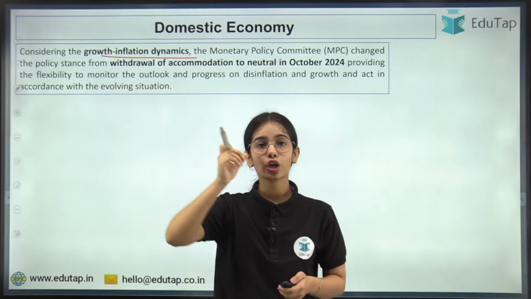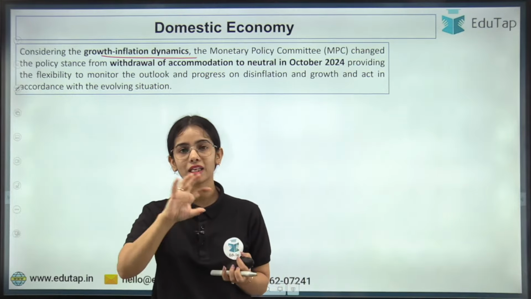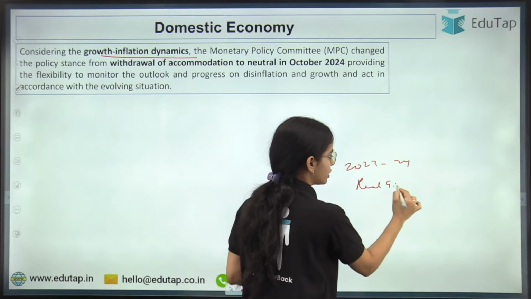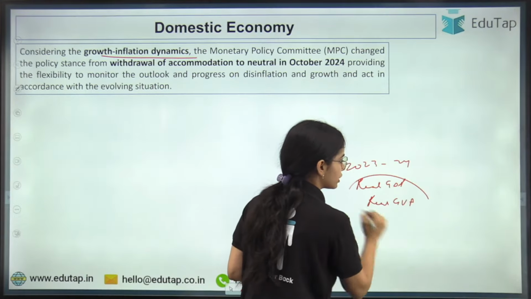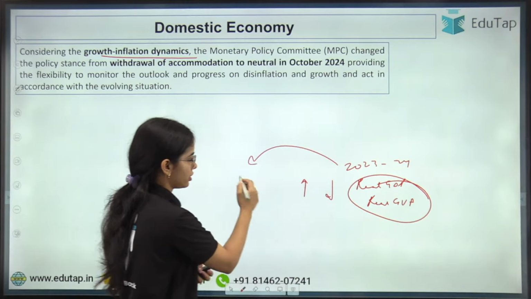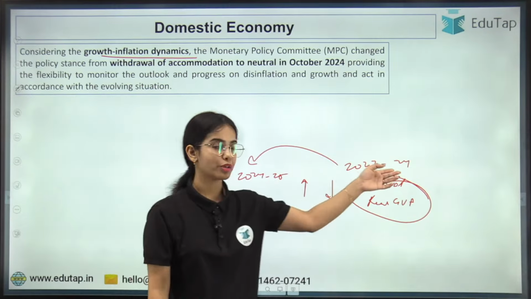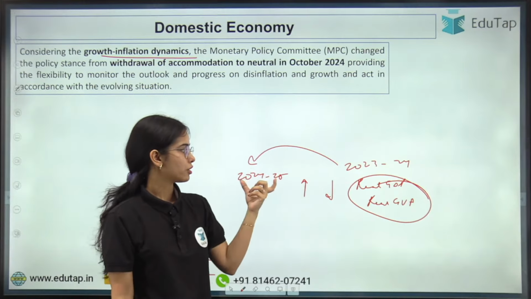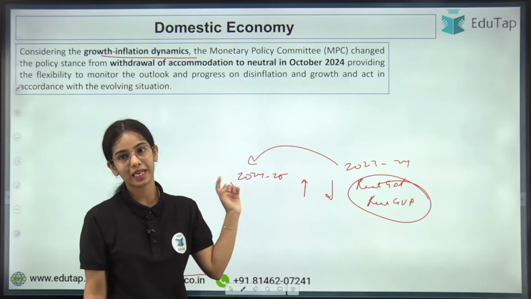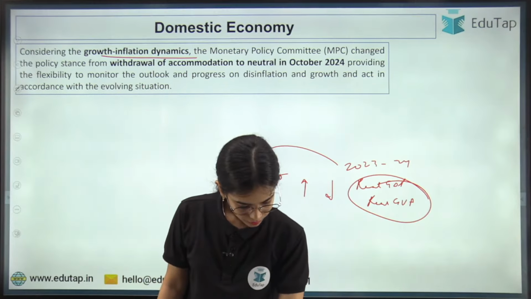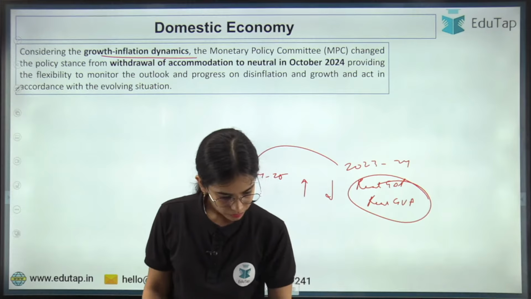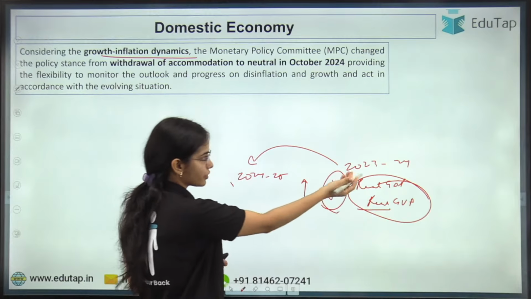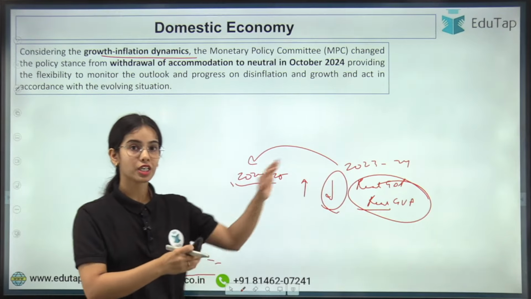What has happened: has the growth rate decreased or increased? Can anyone tell me whether in India, from 2023-24 to 2024-25, the real GDP and the real GVA have decreased or increased? Anyone can tell me? Actually, the real GDP and the real GVA decreased from 2023-24 to 2024-25.